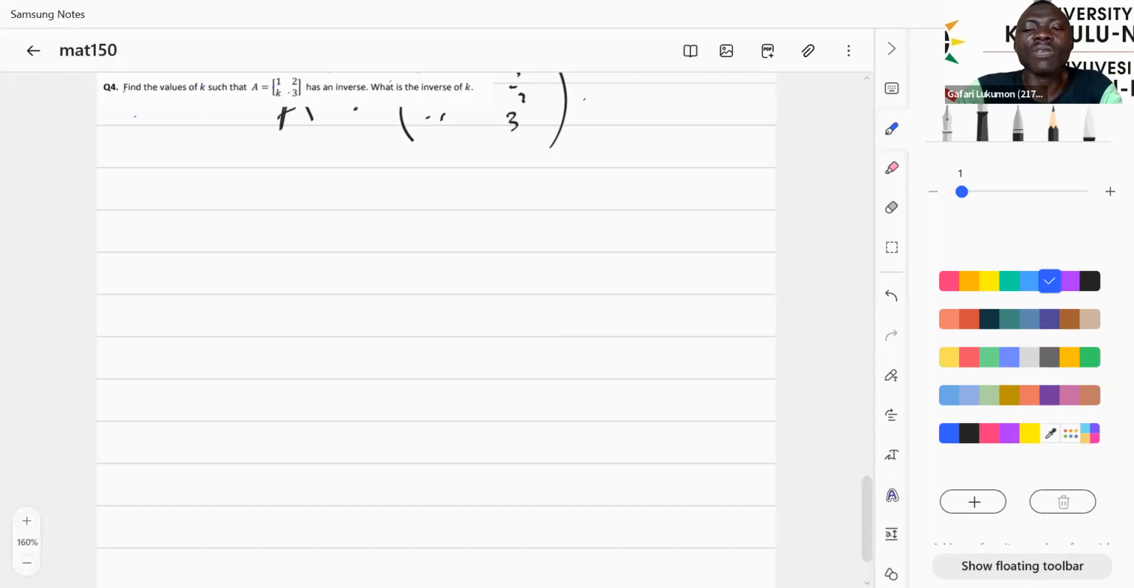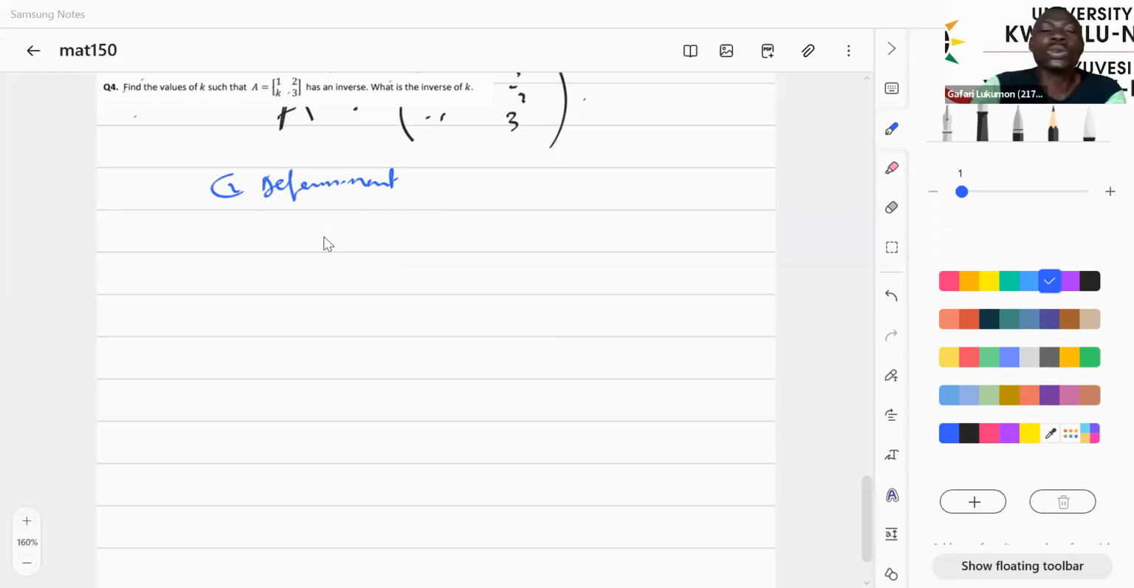But before I solve that question, maybe I should tell you the second method as well. Then we can use either of the methods to solve this kind of problem. Is that fine with you? The second method I told you is the determinant method. So when we say determinant, it is the value that is obtained from a square matrix.